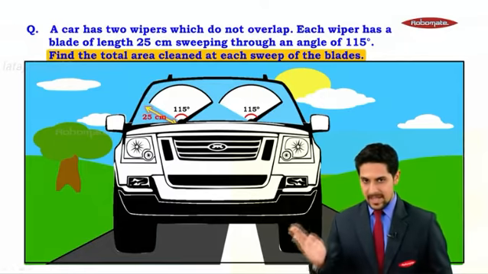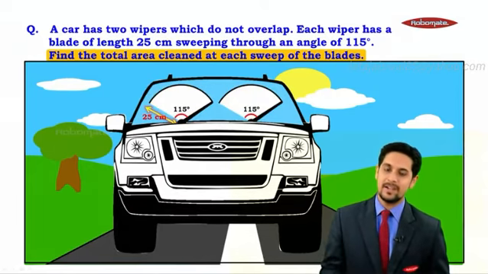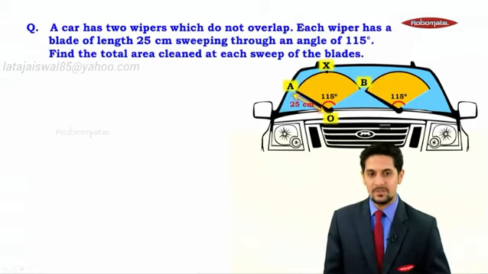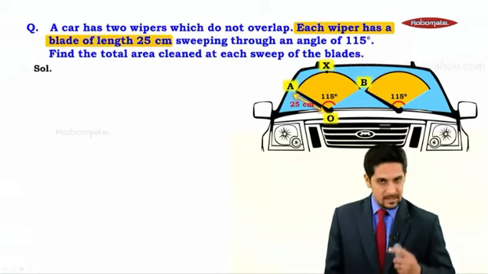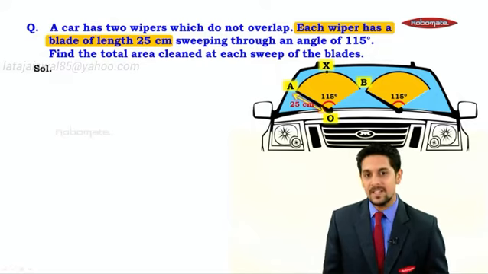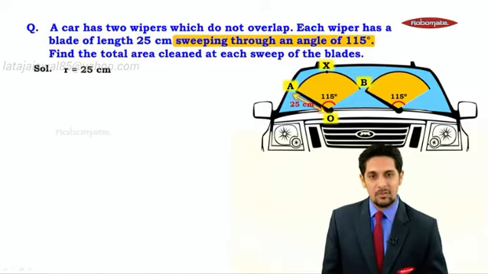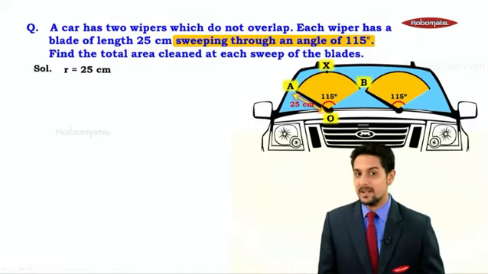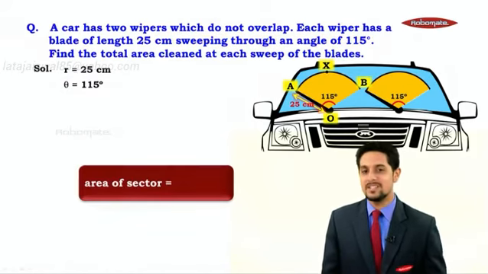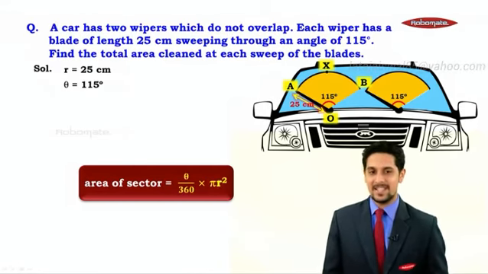Now observe the question. It talks about the wipers, and there are going to be 2 wipers and the length of each of them is mentioned to be 25 centimeters. On sweeping, they form an angle and the angle given is 115 degrees. Further, you are supposed to find the total area cleaned at each sweep of the blades. Students, if you observe, the area swept is forming a sector. Superb. So that means we are going to find the areas of these 2 sectors.